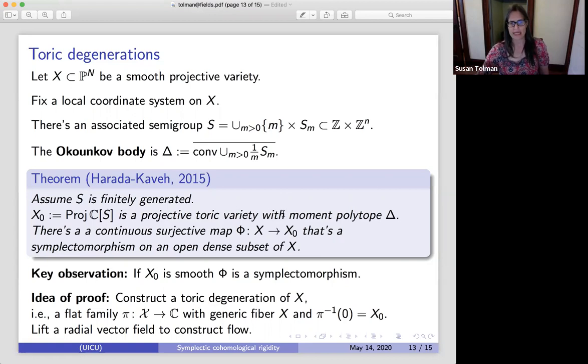And I want to talk just a teeny bit about the idea of the proof of their theorem, which is you construct a toric degeneration of X. So this is just a flat family. So it's a variety curly X and a map pi from curly X to C. And the generic fiber of this map is going to be isomorphic to X, and the fiber over 0 is going to be X naught. And then what they do is they take a radial vector field on C, and they lift it to this curly X, and that gives you the flow. Then you integrate the flow. So anyway, it's a very brief sketch of the proof, but that's how the idea works.